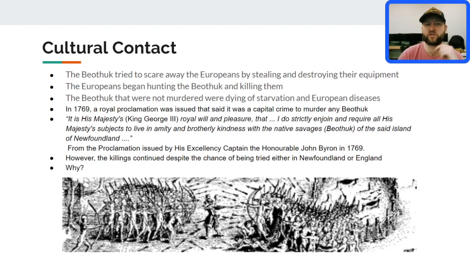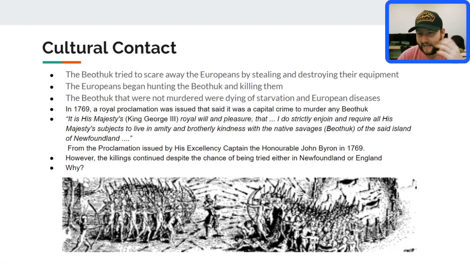So cultural contact. The Beothuk tried to scare away the Europeans by stealing and destroying their equipment. The Europeans began hunting the Beothuk and killing them. The Beothuk that were not murdered were dying of starvation and European diseases. So in 1769, a royal proclamation was issued that said it was a capital crime to murder any Beothuk. It is His Majesty King George III's royal will and pleasure that I do strictly enjoin and require all His Majesty's subjects to live in amity and brotherly kindness with the native savages, Beothuk, of the said island of Newfoundland. However, the killings continued despite the chance of being tried either in Newfoundland or England.